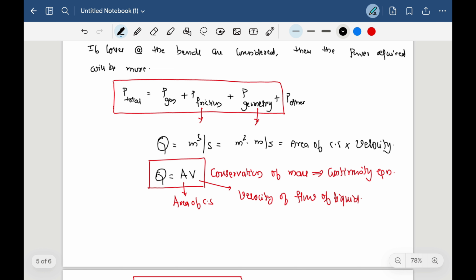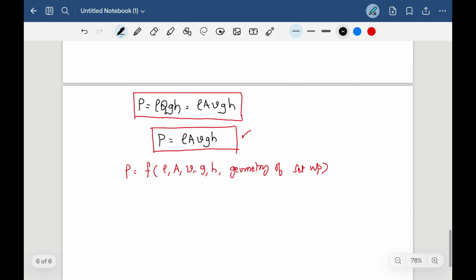From there, we got the formula. Q is equal to AV, area into velocity. Area is the cross-sectional area of the pipeline. P is equal to rho QGH, which is P equal to rho AVGH. That means power required is a function of density of the fluid, cross-sectional area of the pipeline, and velocity of the flow. Why have I written G, even though it's a constant on earth? If the pumping is done at a higher altitude, the G value reduces or increases according to the altitude. Then height, the effective height.